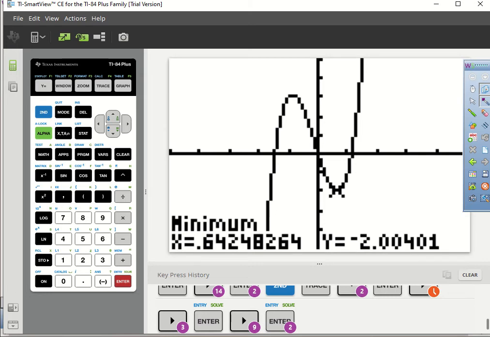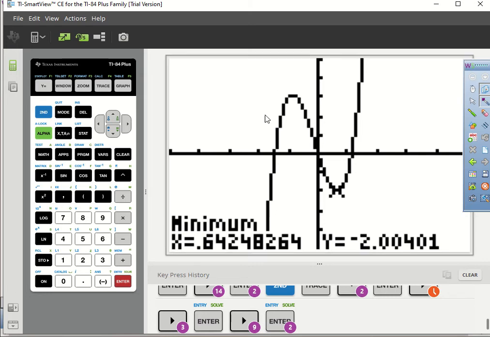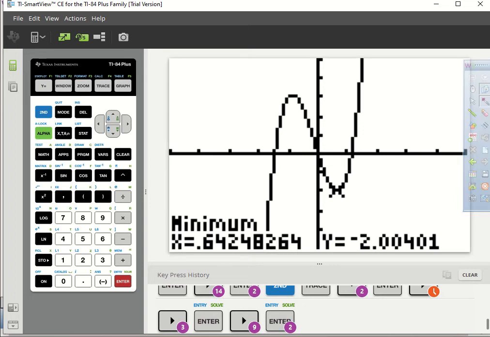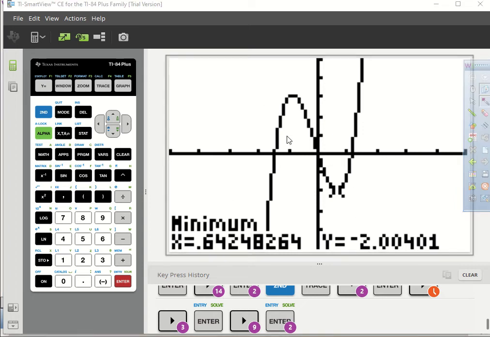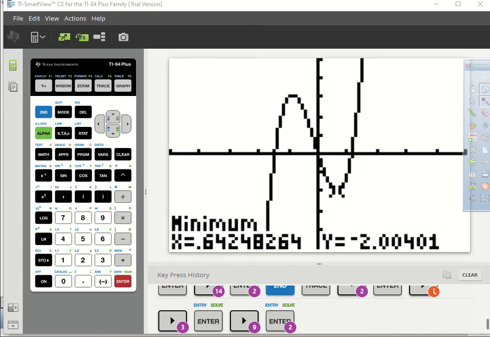Number of turning points, you can determine this just by looking at the graph. There are 2 turning points. The degree of the polynomial is 3 because it's always 1 more than the number of turning points. And then the end behavior. As x goes to negative infinity, my function goes down. So as x goes to negative infinity, my function also goes to negative infinity.